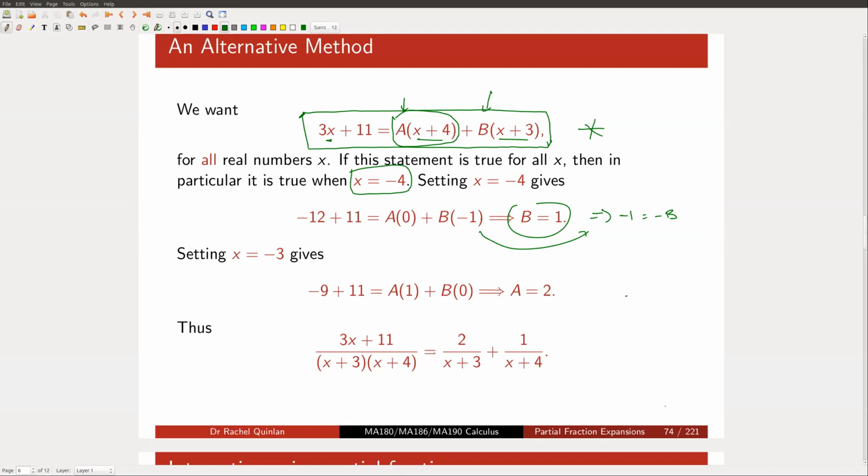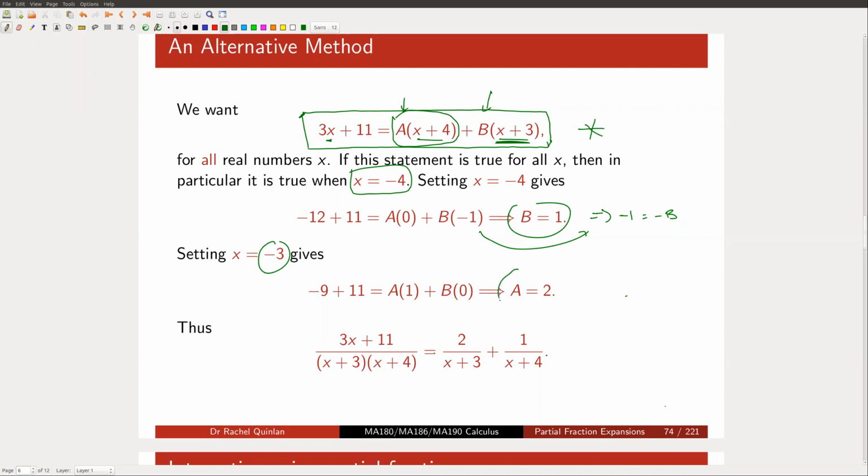And similarly, if we want this equation to be satisfied for all x's, then it should be satisfied when x equals minus 3. The reason being that that will make the x plus 3 term drop out. And that will give us on the left 3 times minus 3 plus 11, which is 2, equal to A times 1 as it happens. When x is minus 3, x plus 4 is 1. So we just find that A equals 2, which indeed agrees with the answer that we got in the first version. But maybe it's just a slightly different way of reaching the same point.